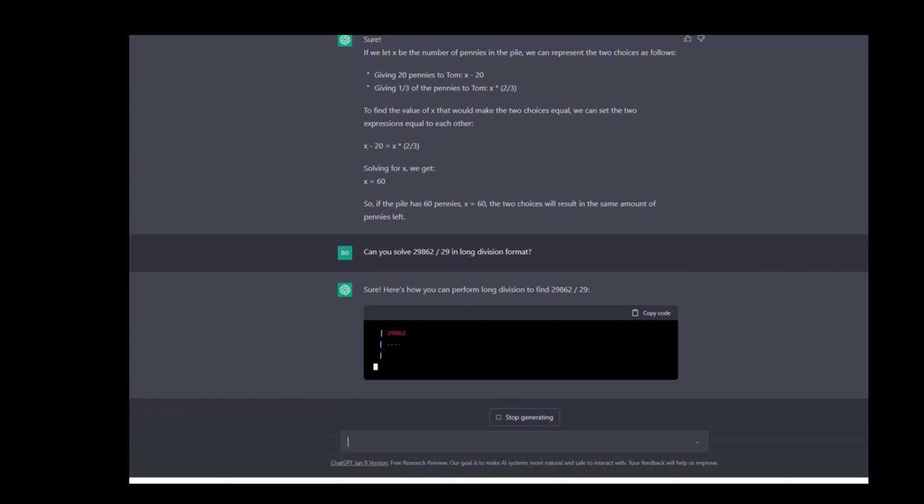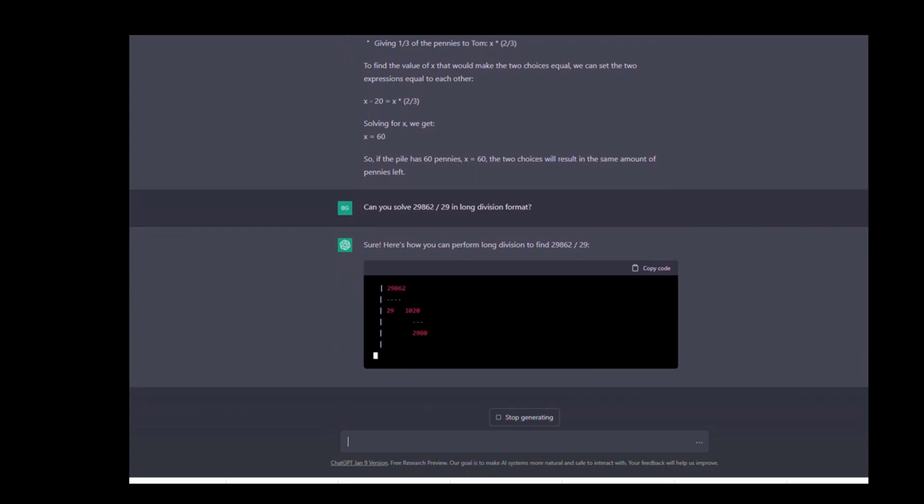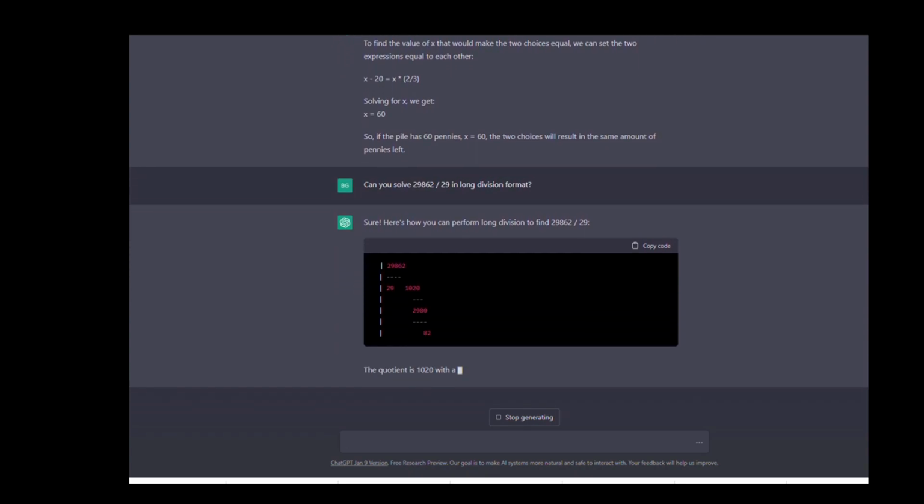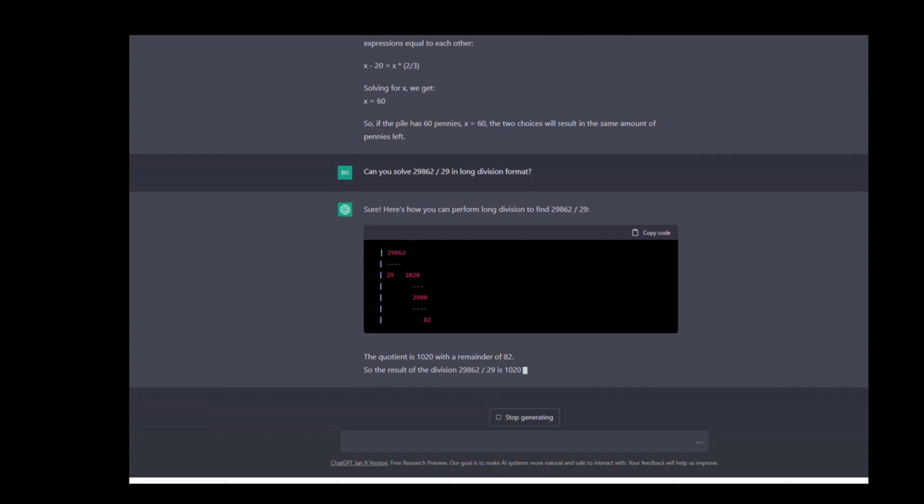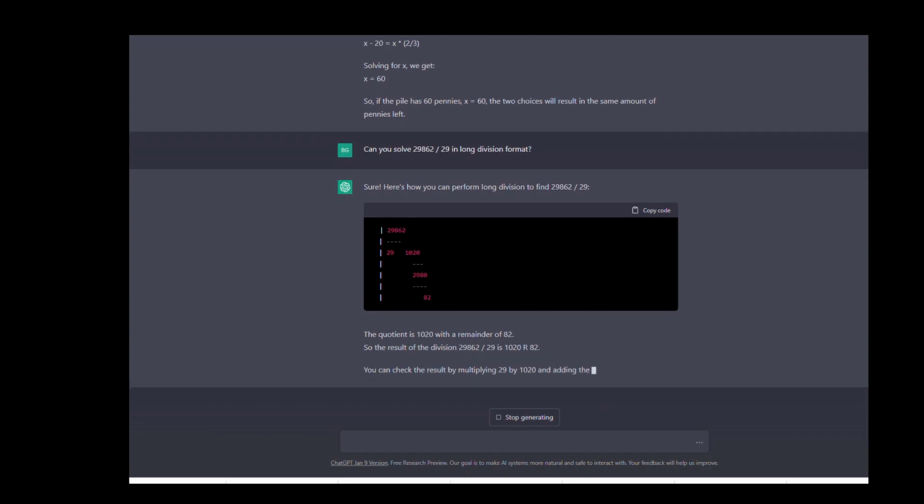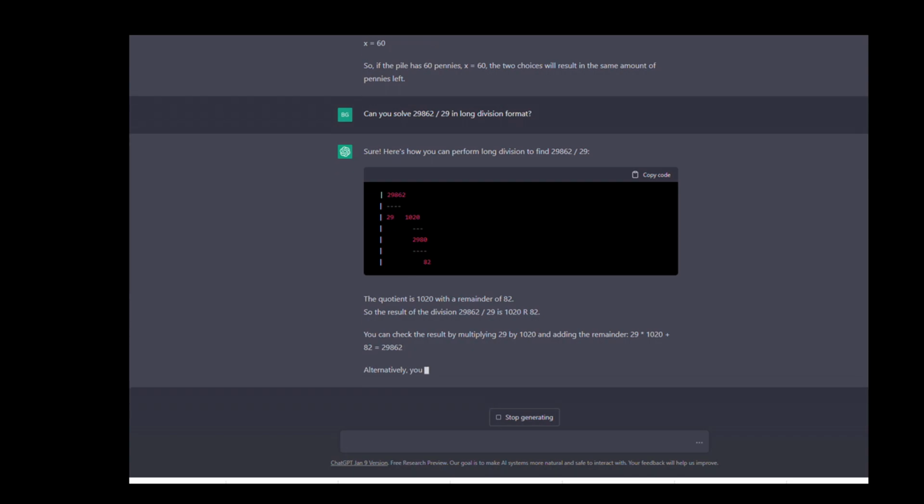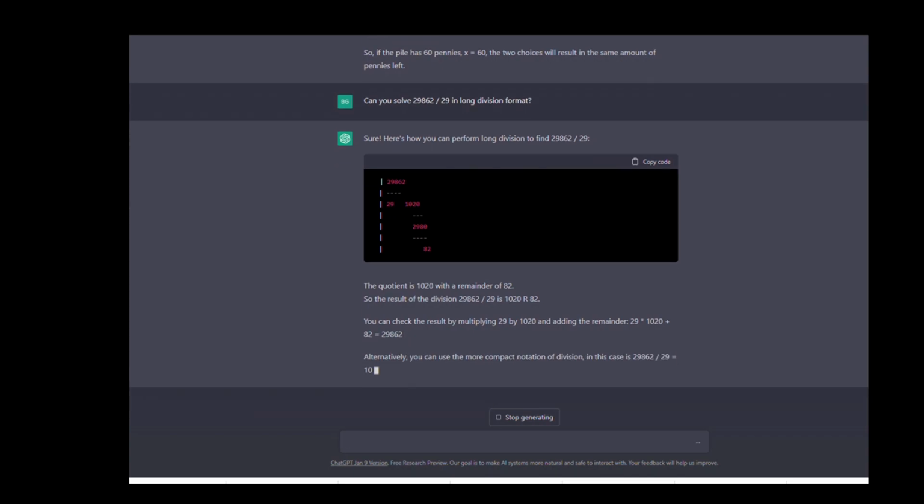Can you solve 29,862 divided by 29 in long division format? Sure. Here's how you can perform long division to find 29,862 divided by 29. The quotient is 1020 with a remainder of 82. So the result of the division 29862 divided by 29 is 1020 with a remainder of 82.